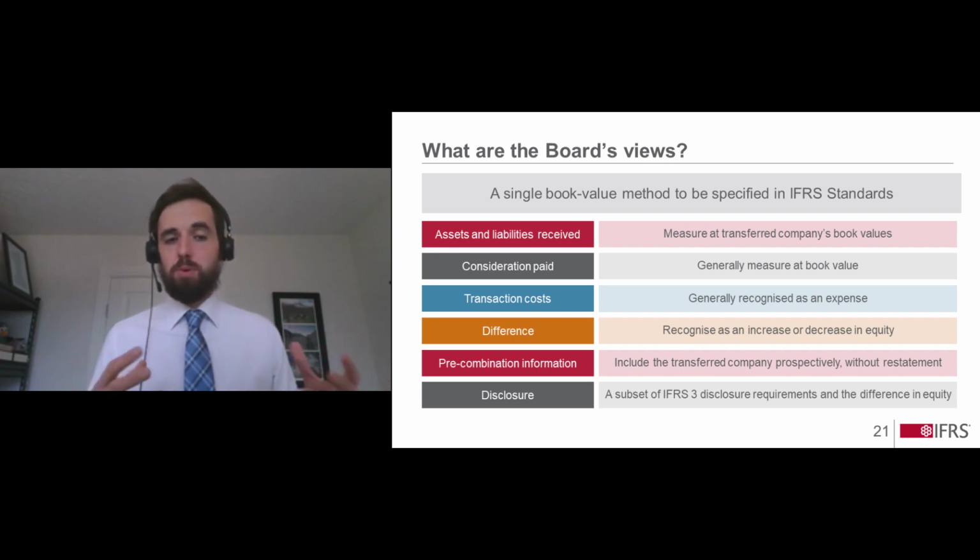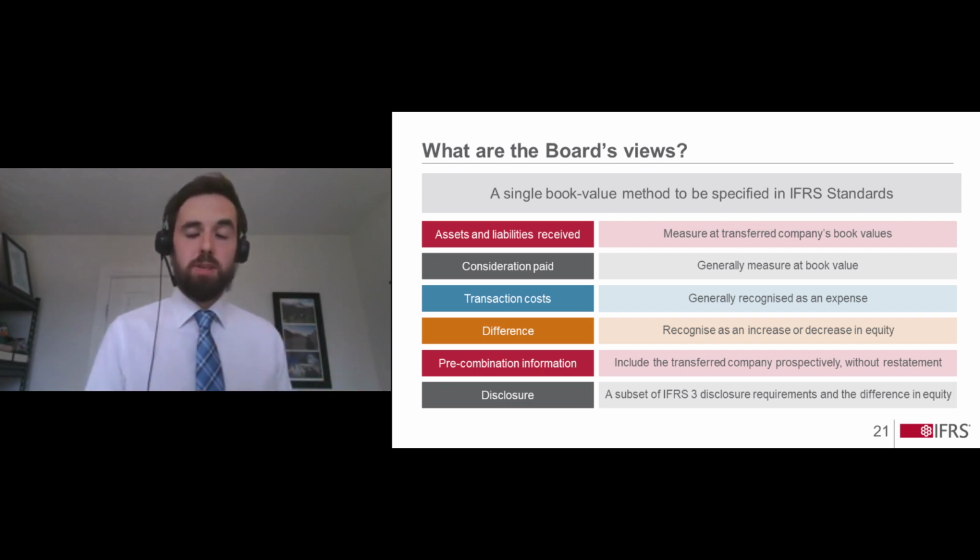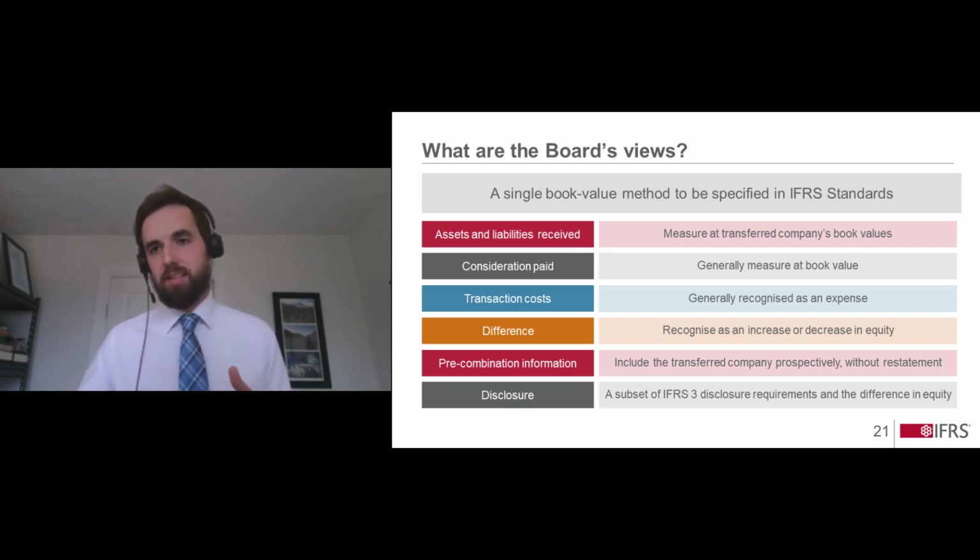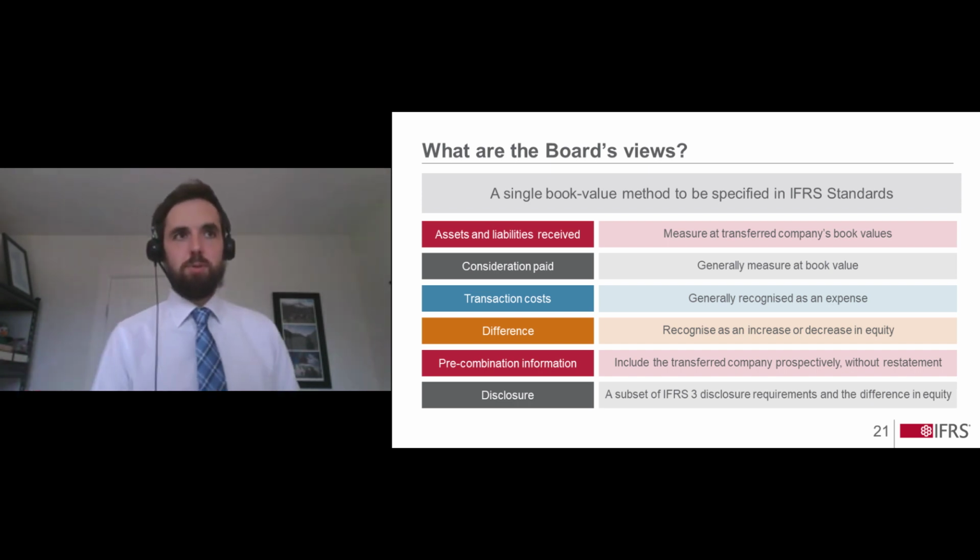There obviously will be a lot more detail in how a single book value method would be designed, and so the board will consider those more detailed aspects later, in particular once the foundations of the model and when each method would apply are settled, because we need to think about when each method would apply to then decide exactly how each method should apply and what the information needs would be for the different users.